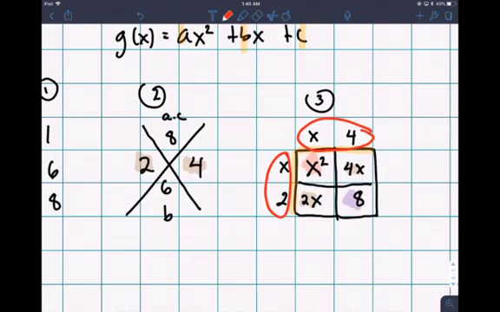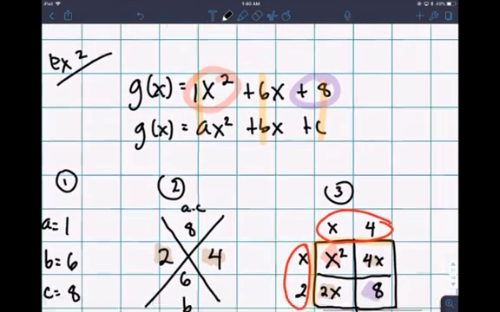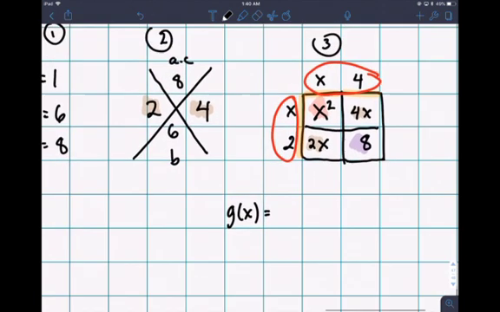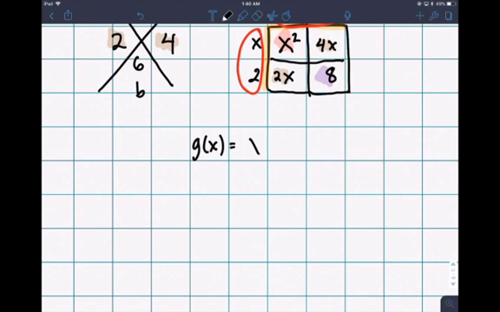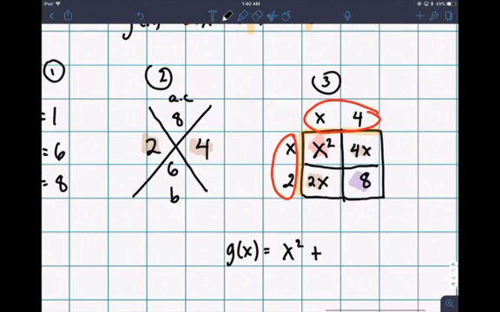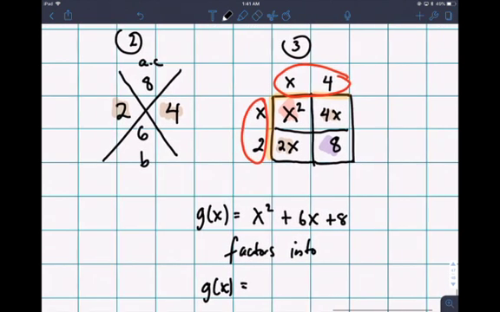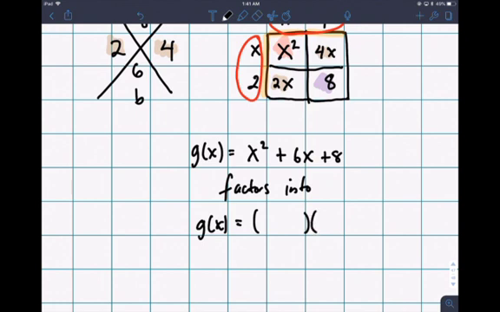So that means that this function g of x is equal to x squared plus 6x plus 8 factors into g of x is equal to, so I'll set up my parentheses, (x plus 4)(x plus 2).